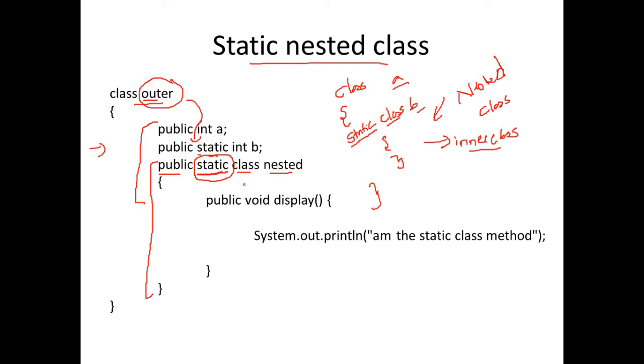So right now you have understood this basic concept, right? What is a static nested class? It is a class nested within another class and the modifier can be either public, private or protected and the type is static. If it is not declared as static, you call that an inner class.